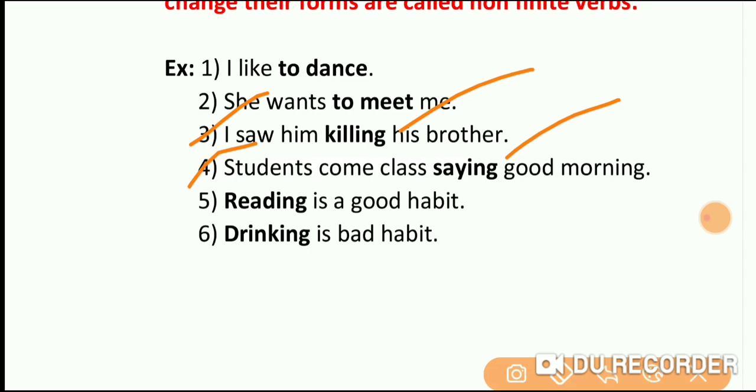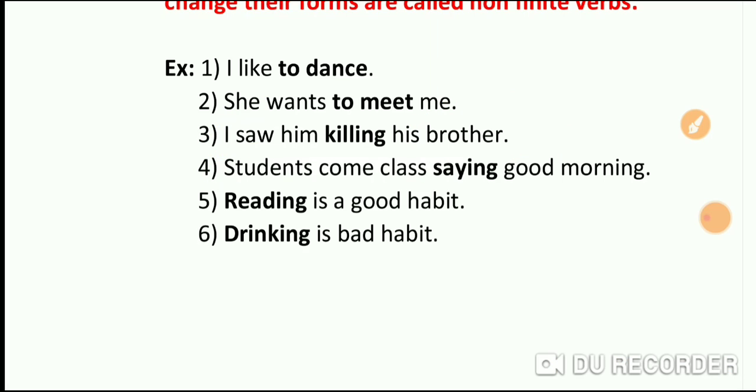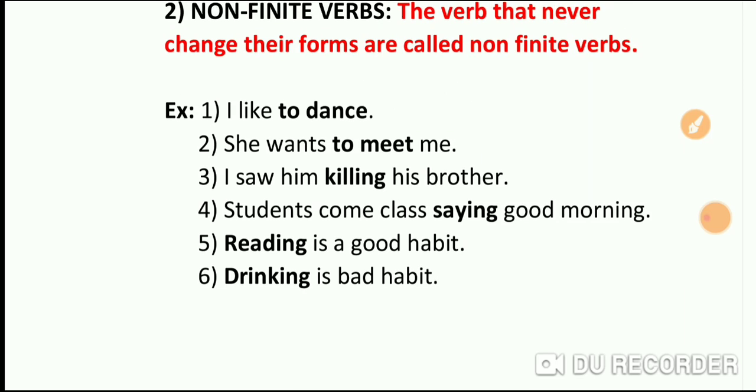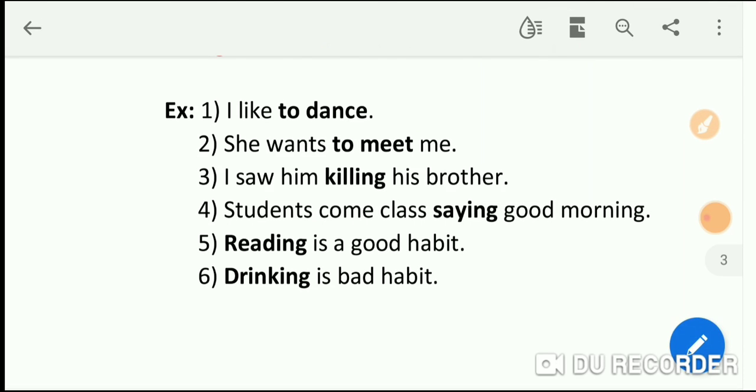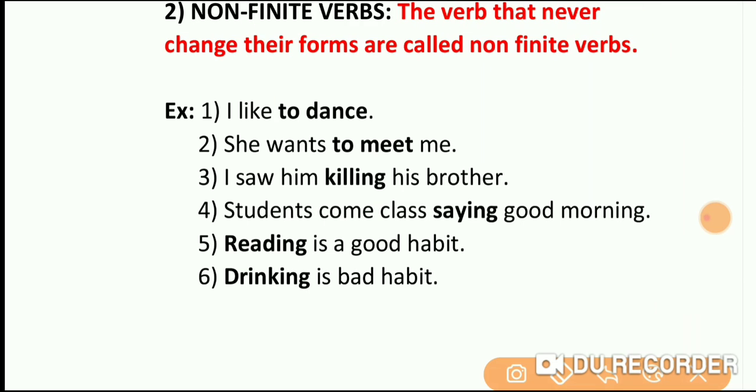They are called participles. And the third type of non-finite verbs are called gerunds. Gerunds means these verbs also have the ing form with the base form of verb, but they are always used at the beginning of a sentence. When ing forms of verbs are used at the beginning of the sentence, they are called gerunds.